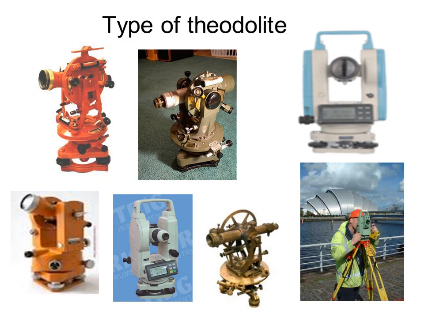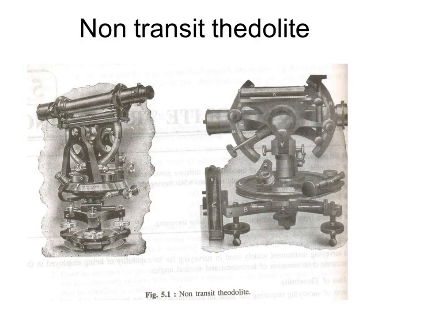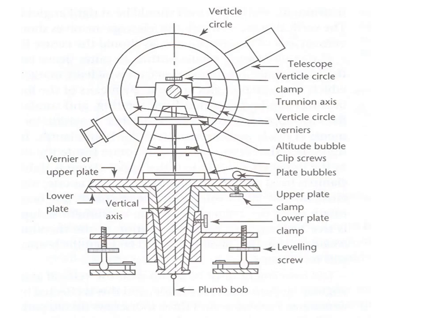This slide shows the types of theodolite, which may be categorized into non-transit theodolite, transit theodolite, then vernier theodolite, and micrometer theodolite. This slide refers to non-transit theodolite, wherein it is not possible to rotate the theodolite about its horizontal axis. Whenever the students are instructed to prepare a sketch of theodolite, then they may refer to this particular diagram.